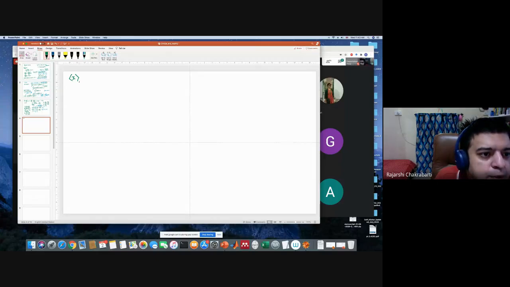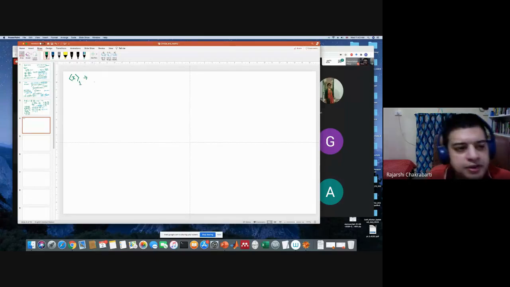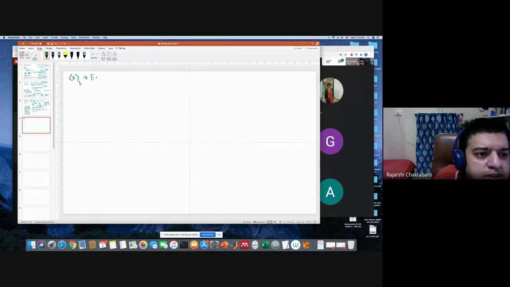Okay, and I put 1 here. It basically means I'm calculating it for the ground state. So it is the expectation value of x in the ground state.